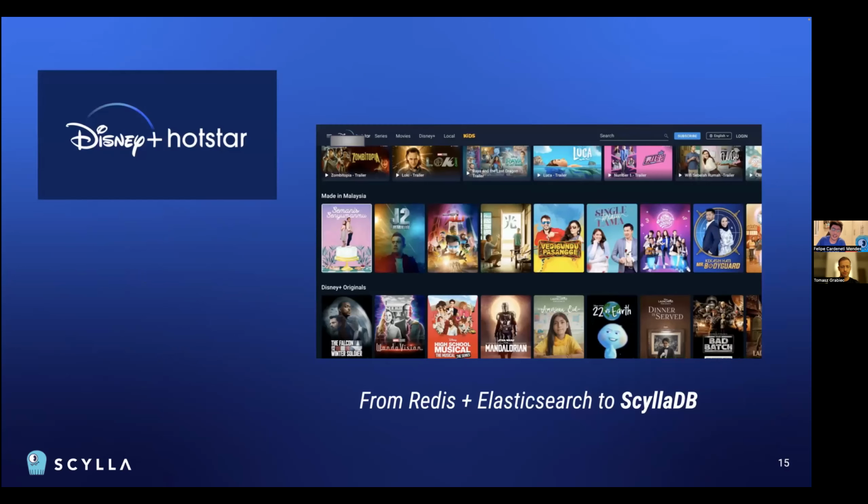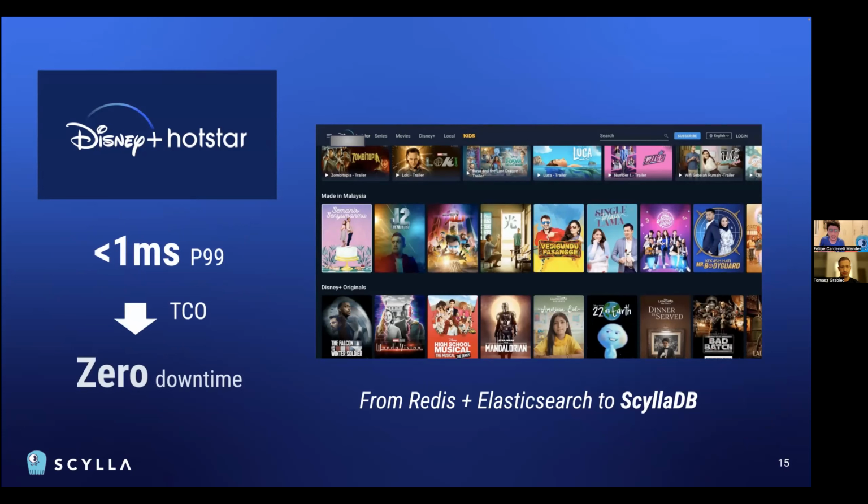So, another example I can give you is Disney Plus Hotstar. They are another success story, moving from Redis as a caching layer and Elasticsearch to ScyllaDB. At this point, I know what you're thinking. How could they switch from Elasticsearch to ScyllaDB? It's really an interesting story, but we unfortunately don't have the time to go through it in this webinar. But you can refer to it later by following the link posted in the chat.